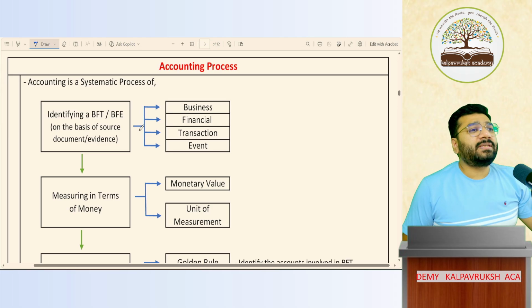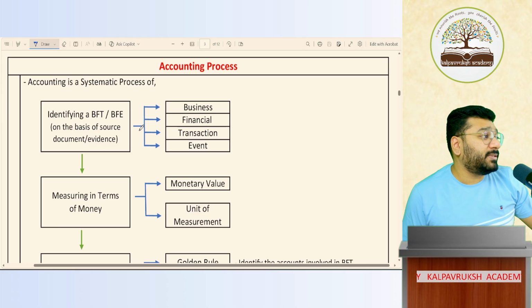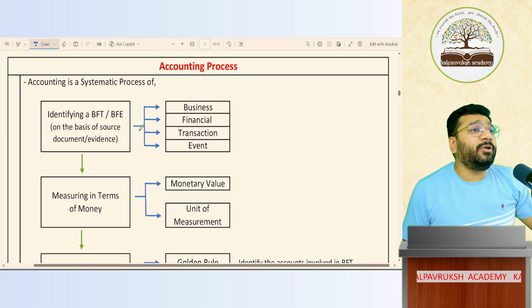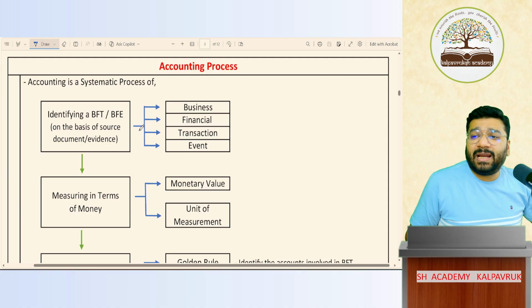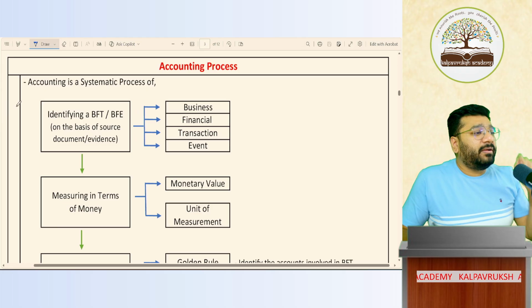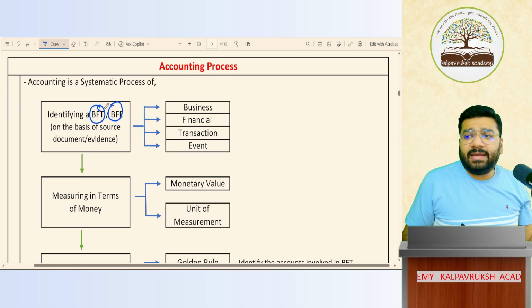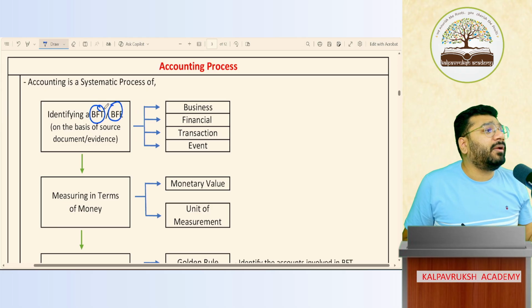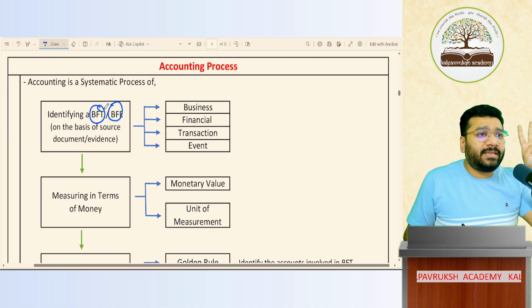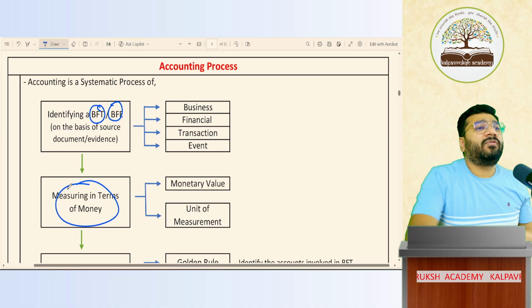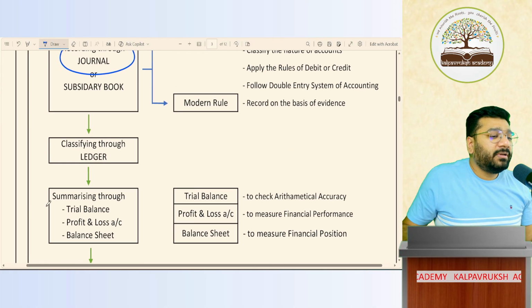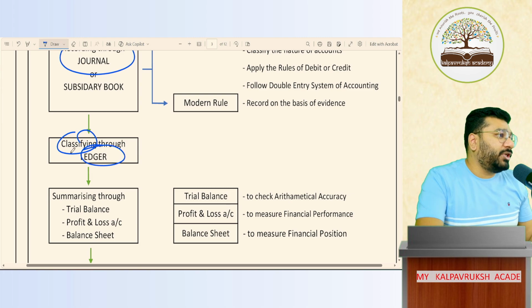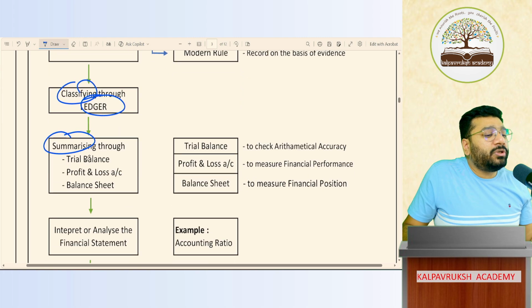So, guys, accounting is a systematic process. It's not a process that you can do whatever you feel like doing. There's a system in it. Accounting is a systematic process of identifying a BFT or a BFE. Then, what is the next step? To measure in terms of money. Then, record through journal. Then, classify through ledger. Then, summarize through trial balance, trading profit and loss account, and balance sheet.